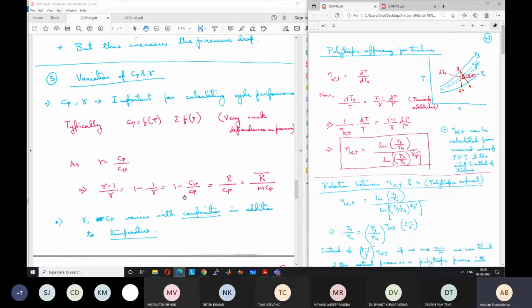Okay, so (gamma minus 1) by gamma, which is 1 minus 1 by gamma, is equal to 1 minus Cv by Cp.